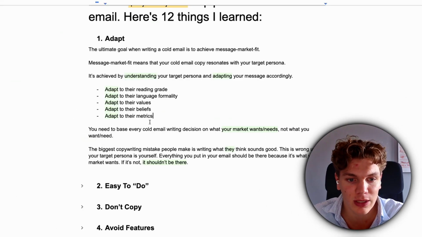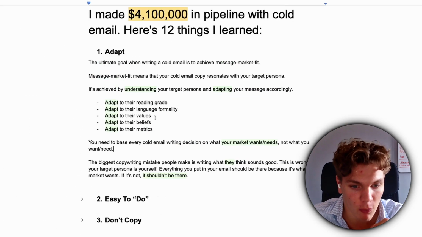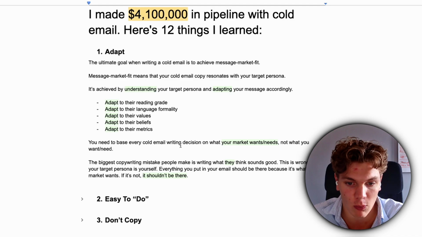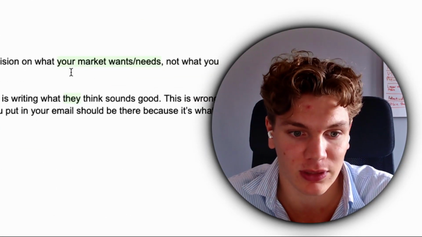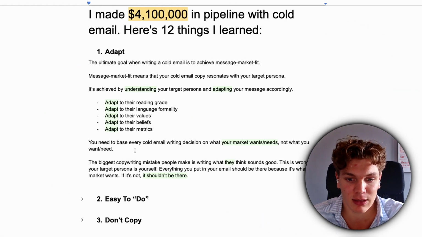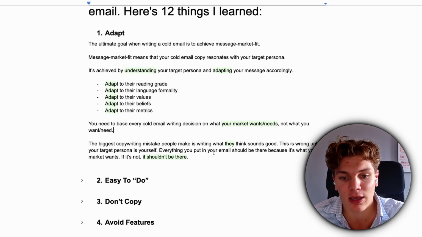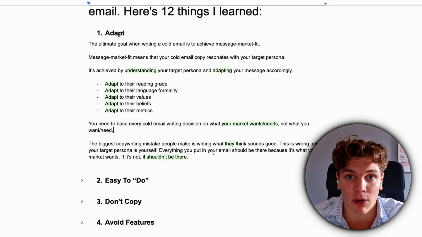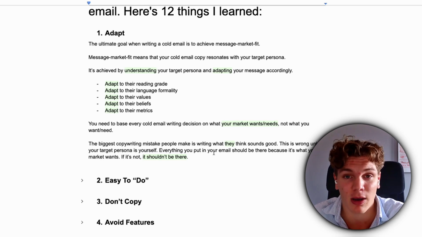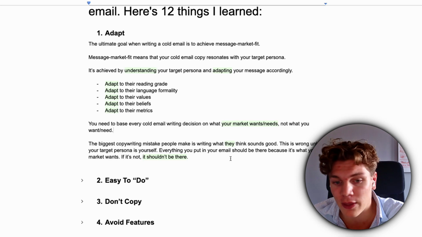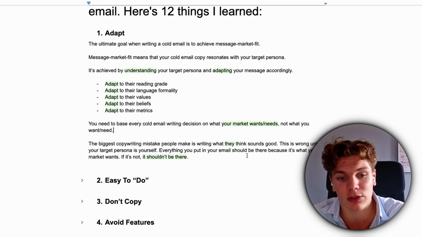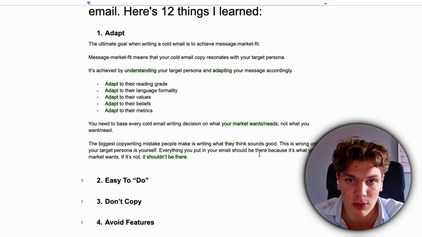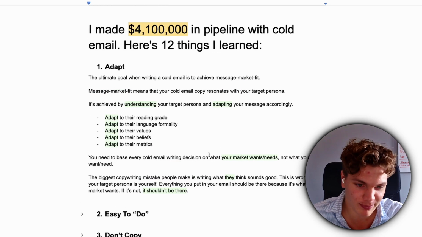So you need to base every single cold email writing decision on what your market wants and needs, not what you want and need. And the biggest mistake that I see people make all the time is writing what they think sounds good. And this is completely wrong unless your target persona is yourself, obviously, but typically it's not. So everything you put in your email should be there because it's what your market wants. If not, it shouldn't be there. All right? Have I made myself clear? Perfect.